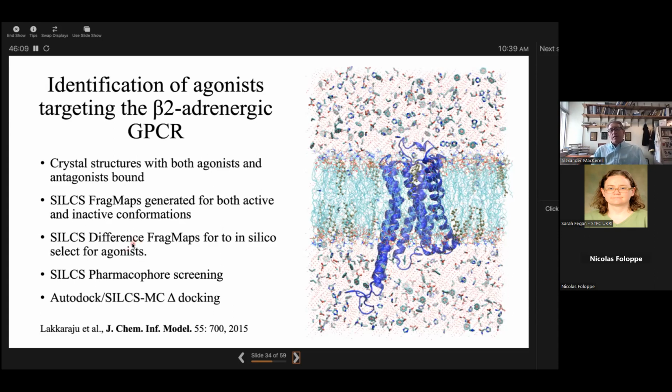We're then going to take that information and develop pharmacophores using these SILCS FragMaps for the active form to do screening in a large database. From the pharmacophore screening, in this study we used AutoDock, followed by SILCS LGFE scores, to select some agonists for experimental evaluation.